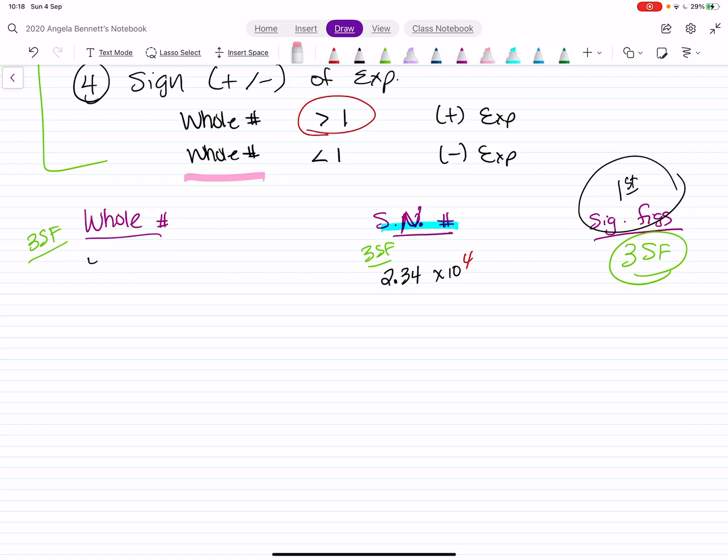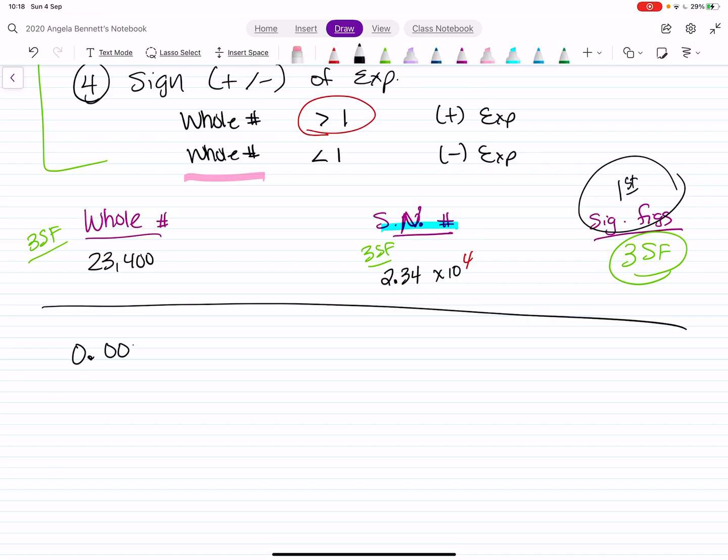All right, so let's practice another number. And I'm just cleaning this up a little bit. There we go. So let's practice another number. Let's try one that looks like this. 0.00300. Well, let's write this number in scientific notation.